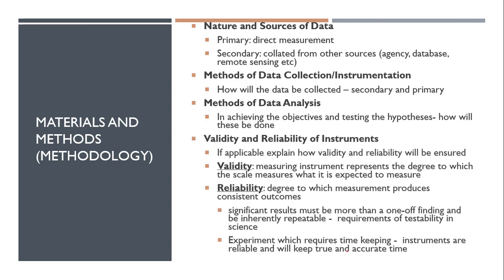Then you should also have something on validity and reliability of the instrument. If it is applicable, let's say for example you're using a questionnaire, you must tell us about the validity and the reliability of the instrument. Validity: for your measuring instrument, you are telling us the degree to which the scale measures what it is expected to measure. So the instrument you're using, how well does it measure what it is expected to measure?